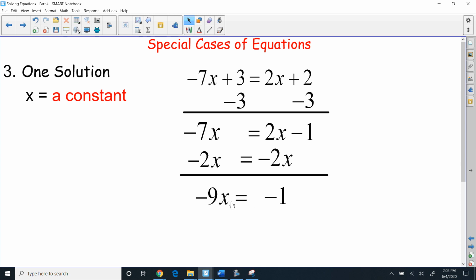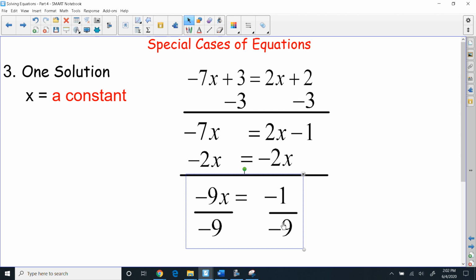And now we have negative 9x is equal to negative 1 on this side because the 2x is canceled out. Let's now divide both sides by the coefficient, the negative 9 there. The negative 9's will cancel out. And I have a negative divided by a negative, which is the same signs equal positive. And 1/9 is our answer. X equals 1/9.